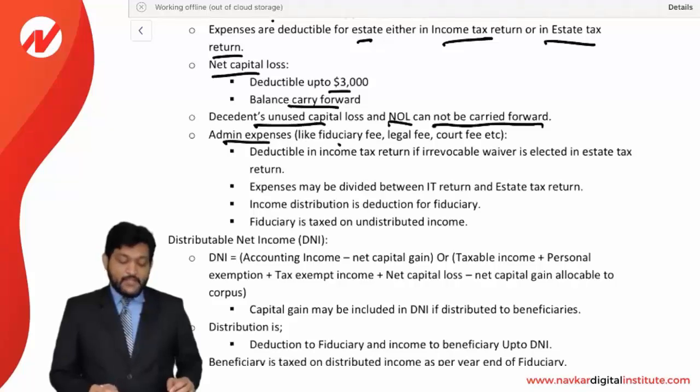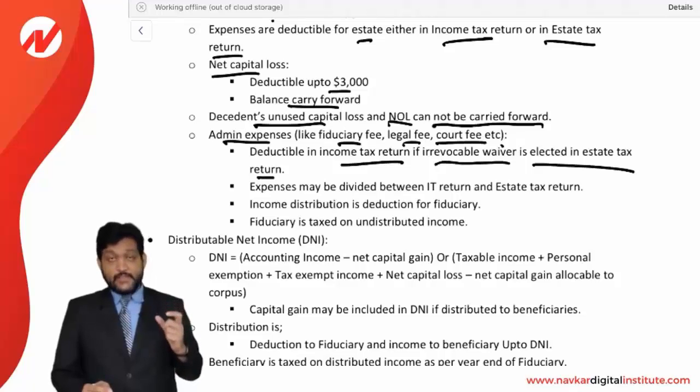Admin expenses like fiduciary fee, legal fees, court fee, etc. are deductible in the income tax return if an irrevocable waiver is elected in the estate tax return. Look at this. Admin expenses, as we said, will be deductible either in the ETR or in the ITR. If you have made an irrevocable waiver, then it will be deductible in the ITR and not in the ETR.